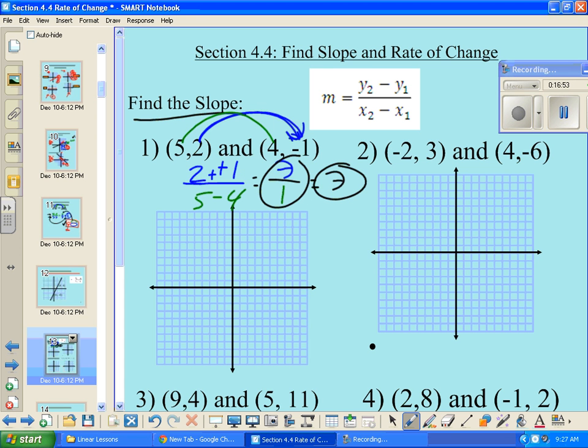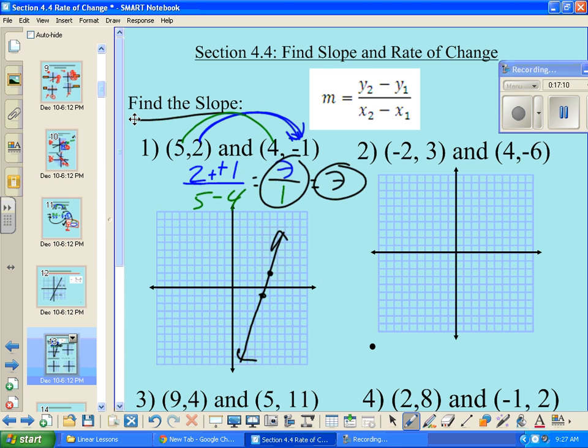If I graph this line, we'll see that that's what it should look like too. 5, 2, 1, 2, 3, 4, 5, up 2. There's that point. 4, negative 1 is right here. Graphing that line, it's a positive slope line. What do you know? Because I found a positive answer, that should make sense.